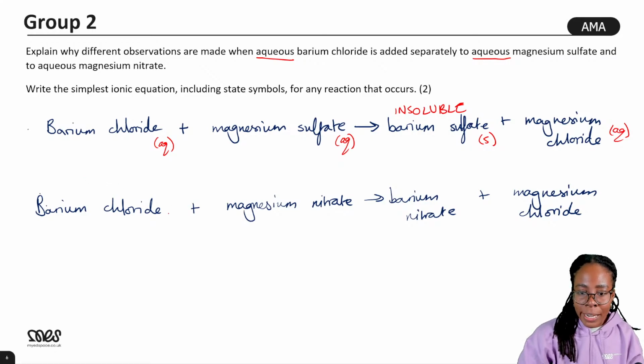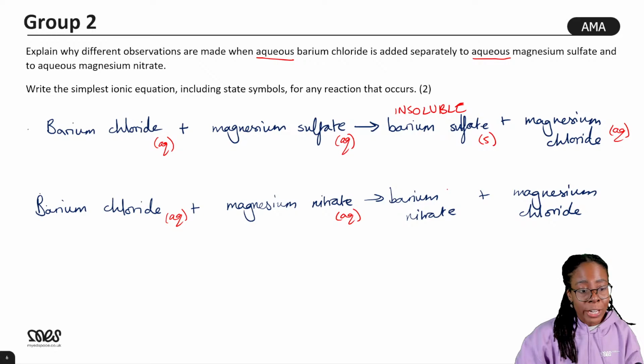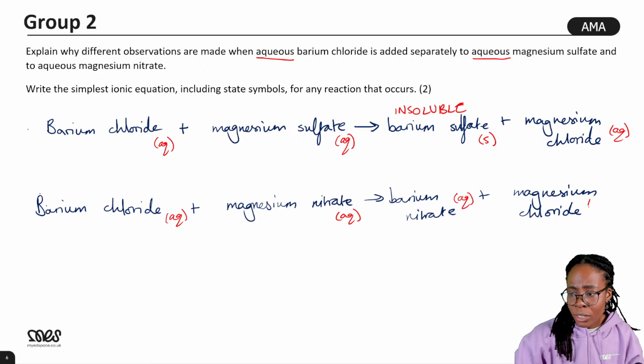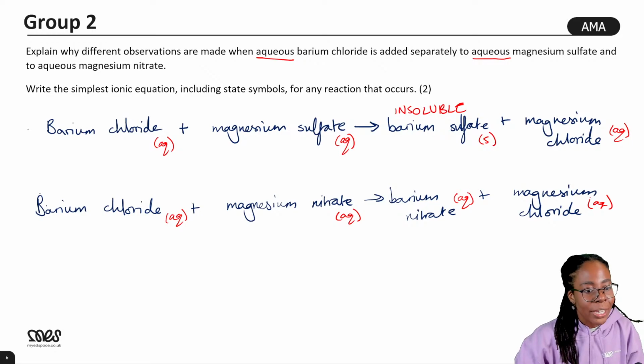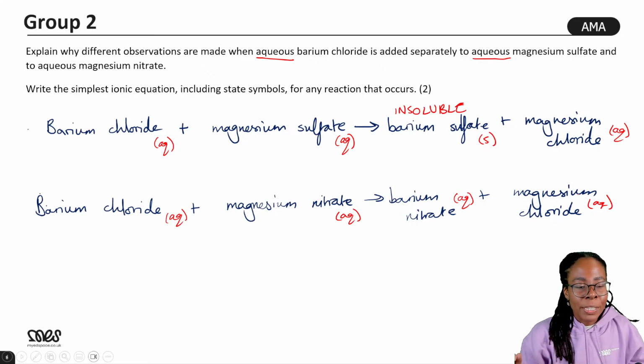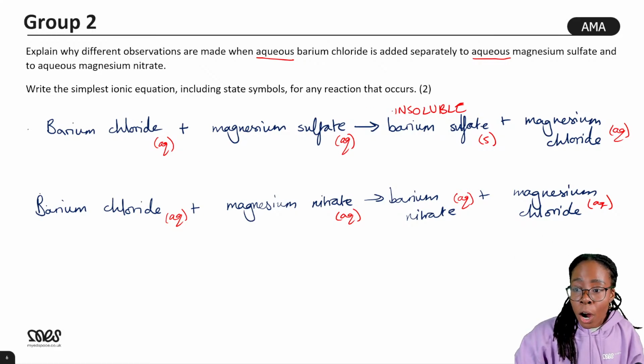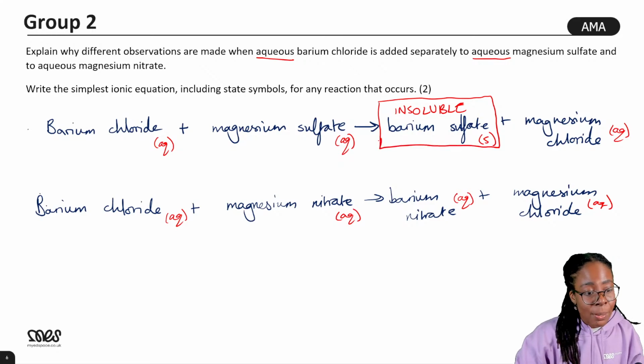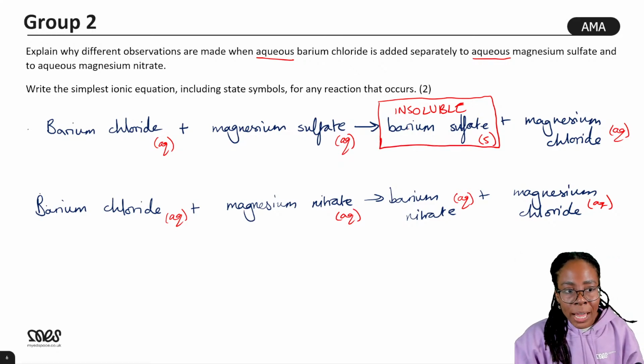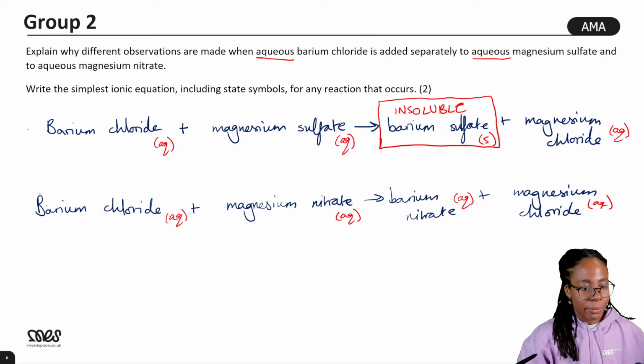For our second one, again, aqueous, aqueous. So this specific reaction isn't in the specification, but we should be able to recognize that barium sulfate is insoluble. And based on the context of the question, they're essentially telling us that nothing else is insoluble, right? They've said, what would be the different observations? You are not expected to know anything about the other species, but you are expected to know that barium sulfate is insoluble. So once you know that, then the rest of it comes from that.